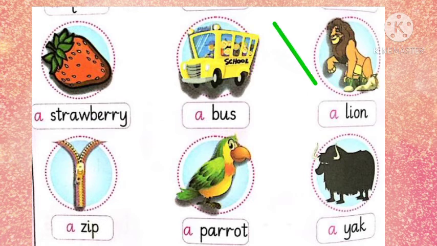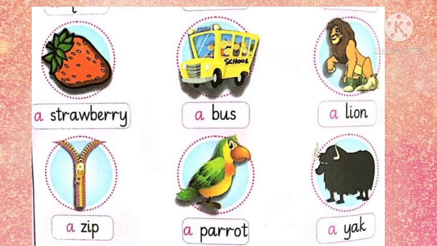Here is a line and line begins with letter L. L is a consonant letter, so we will use article a line. Next picture is of a zip and zip begins with letter Z and Z is a consonant, so we will use a zip. Look at the next picture, it's a parrot and parrot begins with letter P. P is also a consonant, so we will use article a parrot. Last picture is of a yak and yak begins with letter Y and Y is again a consonant, so we will use article a yak.